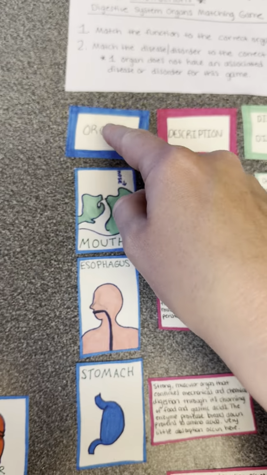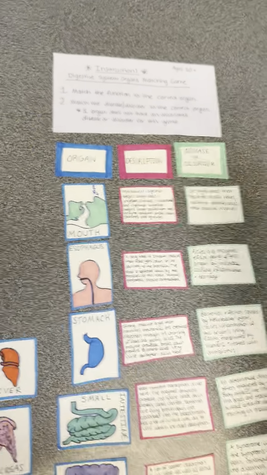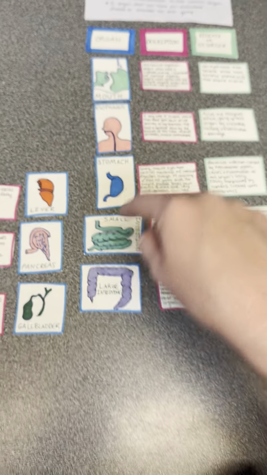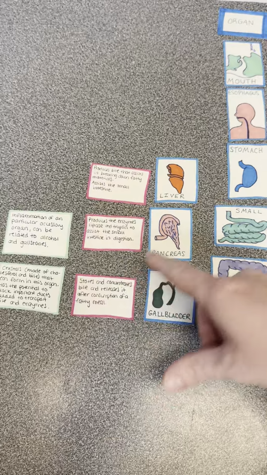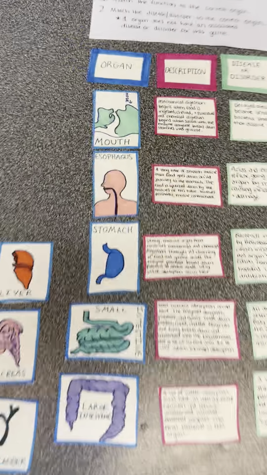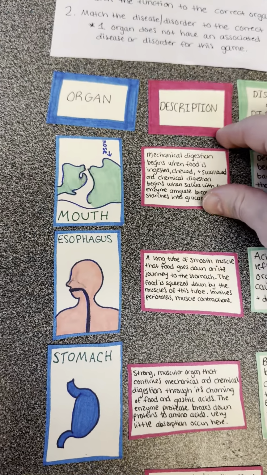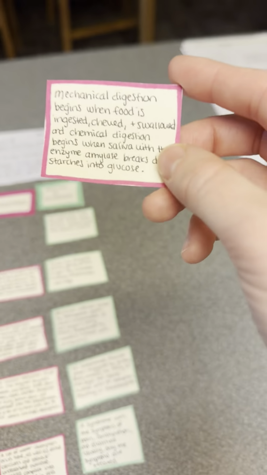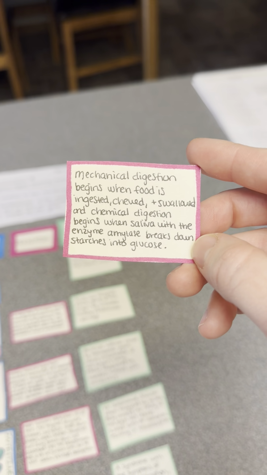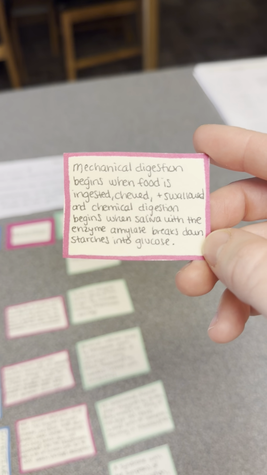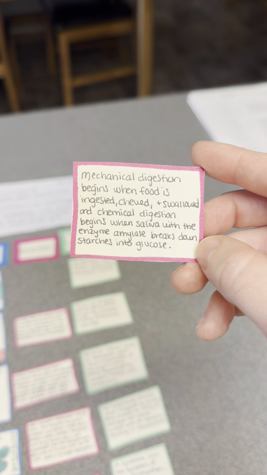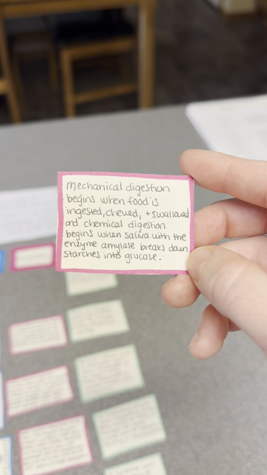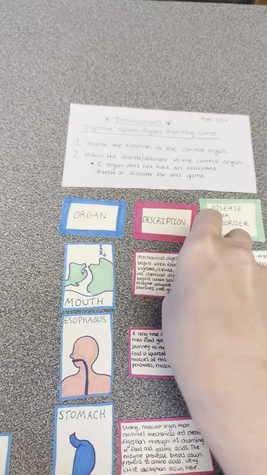So start out by, this isn't in the instructions, but it makes sense to put them in the order of the process of digestion, and I have the accessory organs on the side near the small intestine. So you'd first go through the descriptions. You pick up a card, and it says mechanical digestion begins when food is ingested, chewed, and swallowed, and chemical digestion begins when saliva with the enzyme amylase breaks down starches into glucose. This happens in the mouth, so you put it next to mouth.